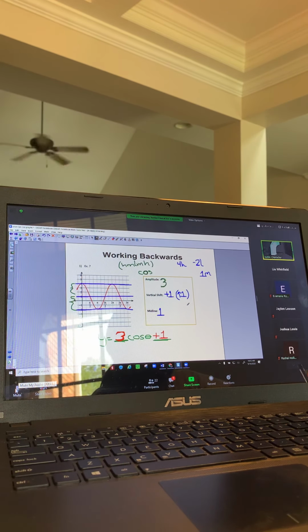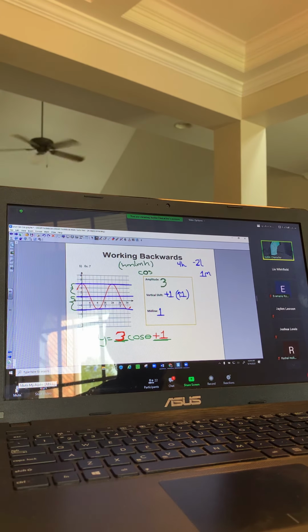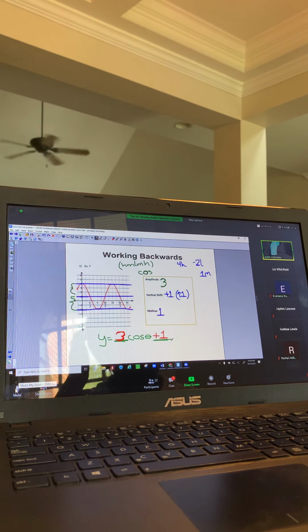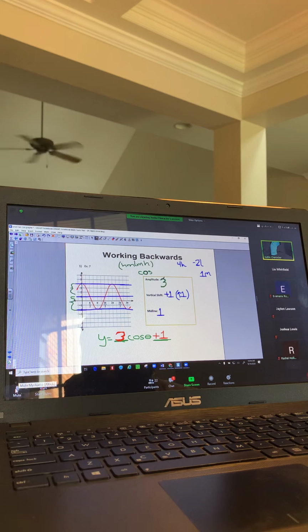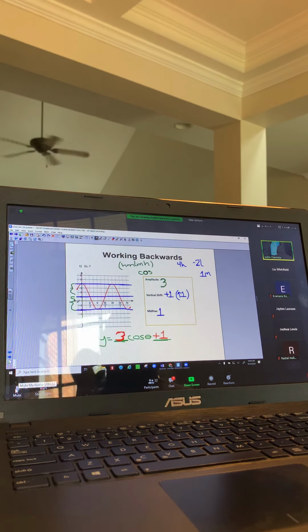All right. Notice the trends and similarities. Notice that the midline is the same thing as the vertical shift. Notice that the vertical shift is the same thing as the middle. Notice that all 3 of these things that are in common go at the end of the equation. Notice that the amplitude is the distance from the middle to the high and the middle to the low. It's the same number. And notice that the amplitude goes out in front.